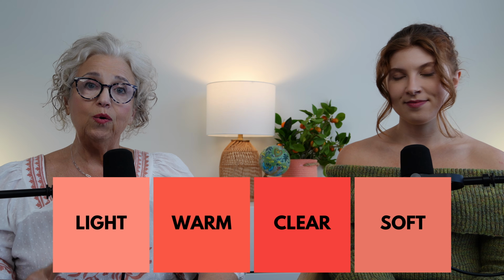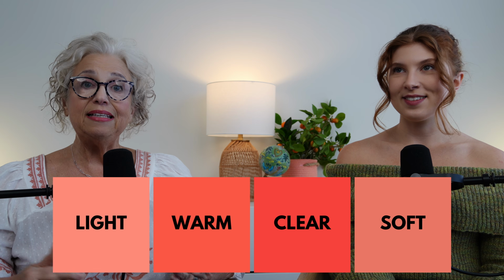Her hair is softer. It's not a vibrant red gold. Her skin tone is softer, and her eye color is softer. So as a soft spring, which is the 4th subcategory in our 16 palette system. Right, I was going to say, we are now jumping into the 16 palette system.